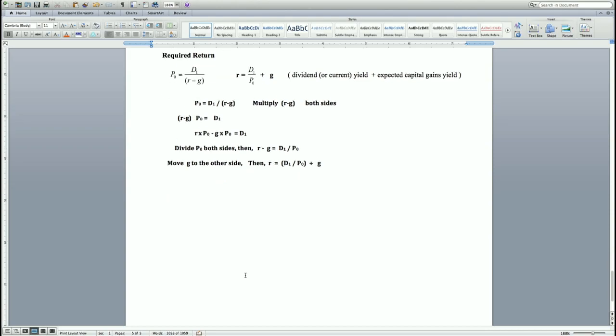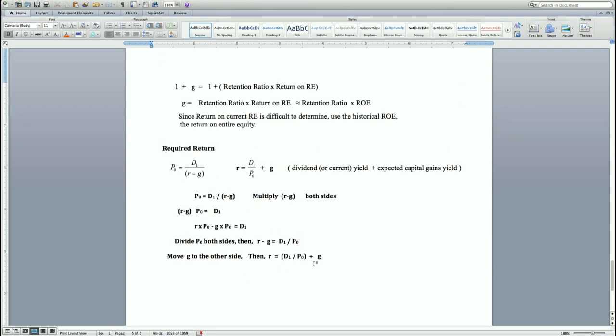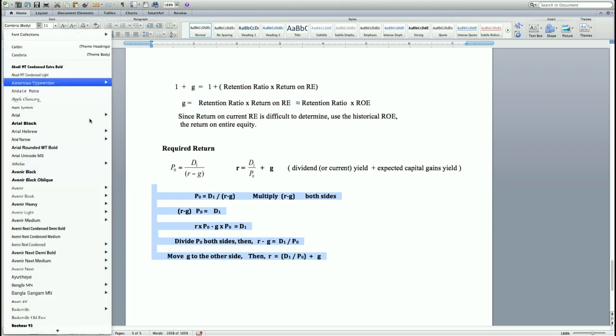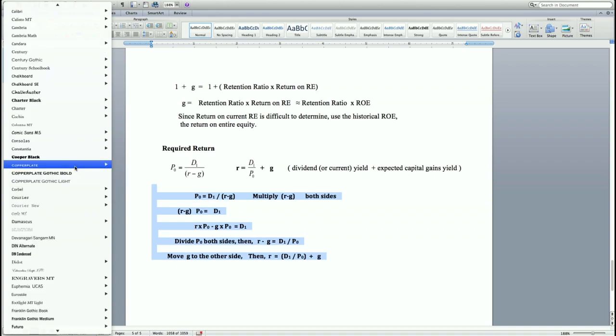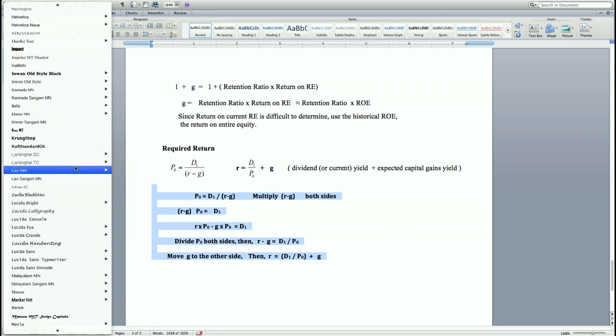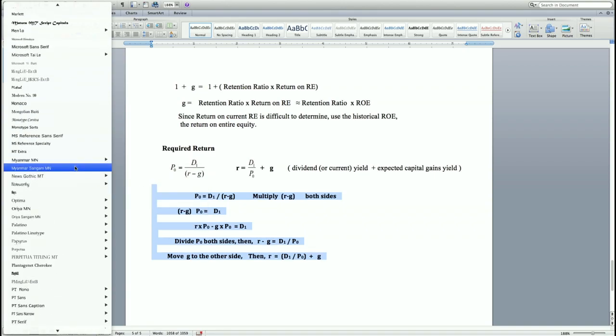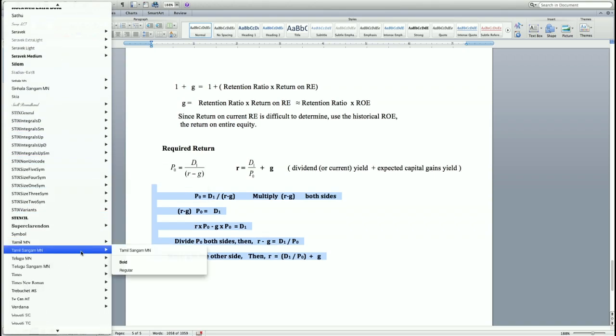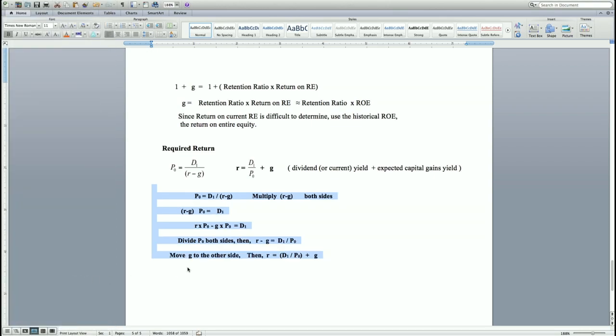So here, we have some theoretical concept. Required return, we a little bit manipulated. I would say it's a good manipulation. After we have good manipulation, that's simply rearranging the formula in terms of R. R equals D1 over P0. That's what we call dividend yield or current yield.